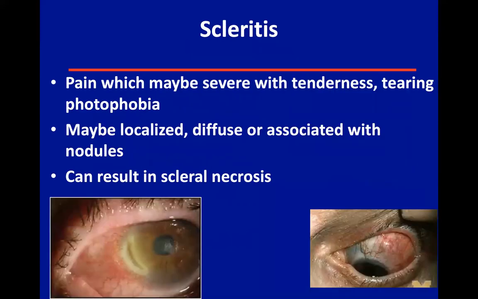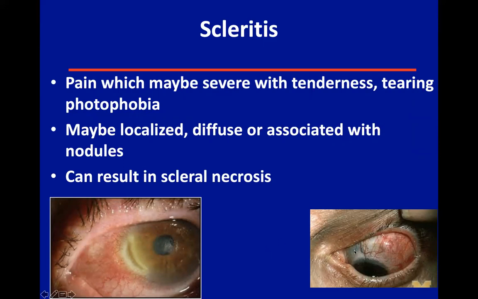Now let's talk about scleritis. Remember, that's now the layer. We said conjunctiva, episclera, and then sclera. Scleritis is inflammation of the sclera, and that's the white part you're actually seeing. This is painful, and it can be severe, and there's tenderness, tearing, photophobia. This is an emergency. It can be localized, diffuse, or associated with nodules, and it can result in scleral necrosis, as you see here. So when you see someone that has a red eye but is in real pain, this is an emergency and refer to the ophthalmologist.